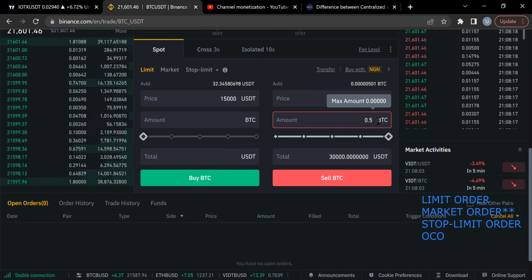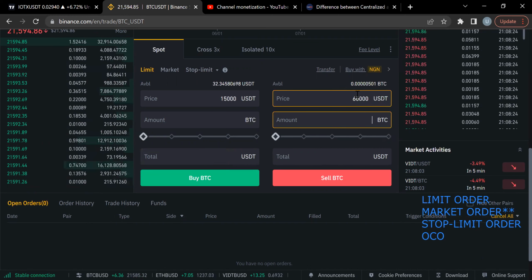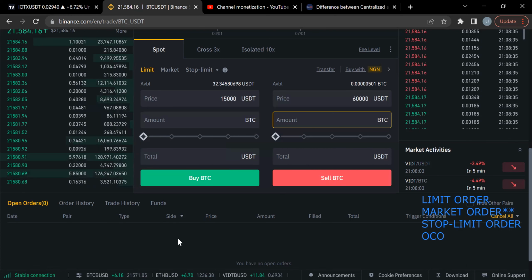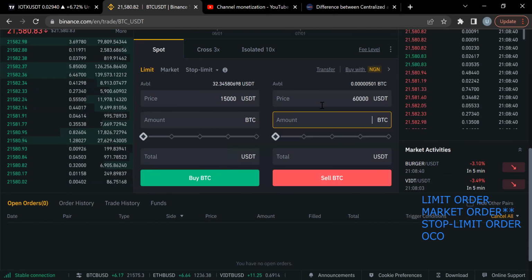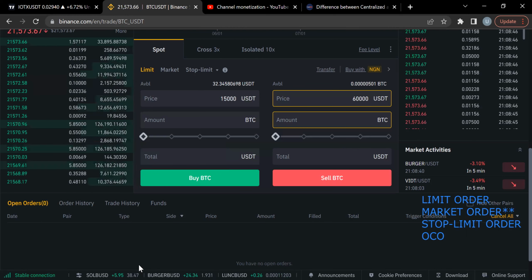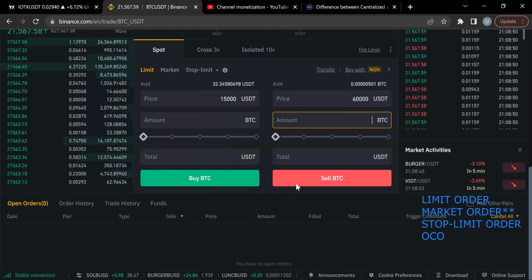So I can sell 0.5 Bitcoin. It's going to be $30,000, right? When Bitcoin rises to 60K. That's how it is. Then I can press sell. So when I press sell, it's going to have the amount of Bitcoin I want to sell as a pending order, and that Bitcoin will be locked. I cannot do anything with it until I cancel that order, or the order price gets to 60,000 and the order gets filled. So that is a limit order for you.